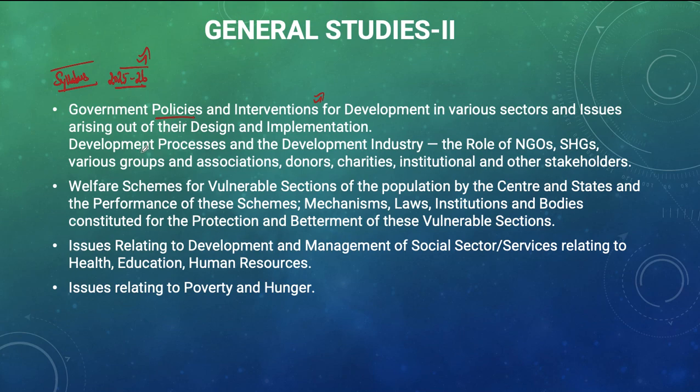Let's now focus upon the next segment of the syllabus, development process and the development industry. That is the role of NGOs, non-governmental organizations, SHGs, self-help groups, and various groups and associations, donors, charities, institutional and other stakeholders. We need to be very clear with the usage of all the keywords mentioned in the syllabus in this particular segment of the UPSC Mains examination, students, because the UPSC Mains examiners are picking the questions based upon the syllabus only, and sometimes they have asked questions on this charities and donors based segment of the syllabus, which many of the students are not preparing in a proper manner.